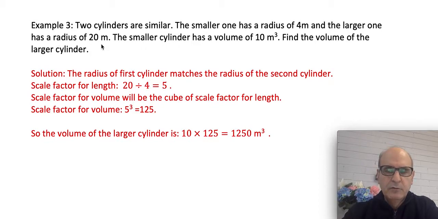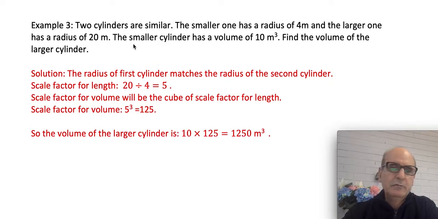All right, so like any other similar shapes, we need to compare the corresponding lengths. Here, the radius of the first one and the radius of the second one will be the corresponding lengths. Or they could have given us the height of the first one and the height of the second one. Then heights will be the corresponding ones. Or it could be diameter. So anyhow, here we have the two radii.